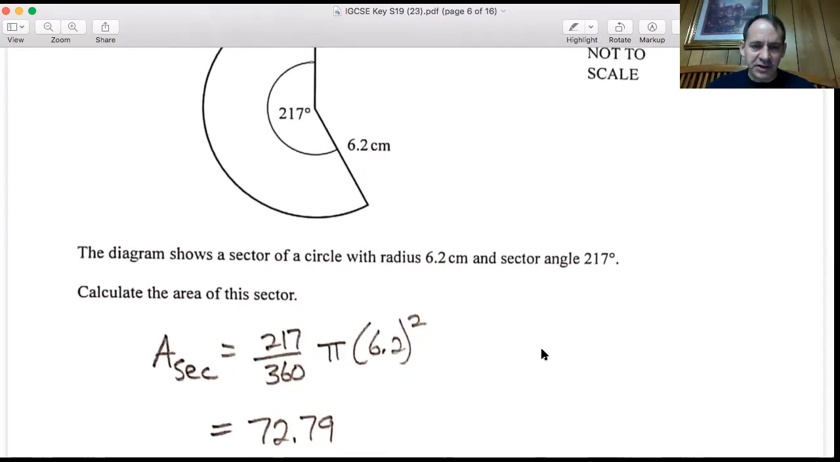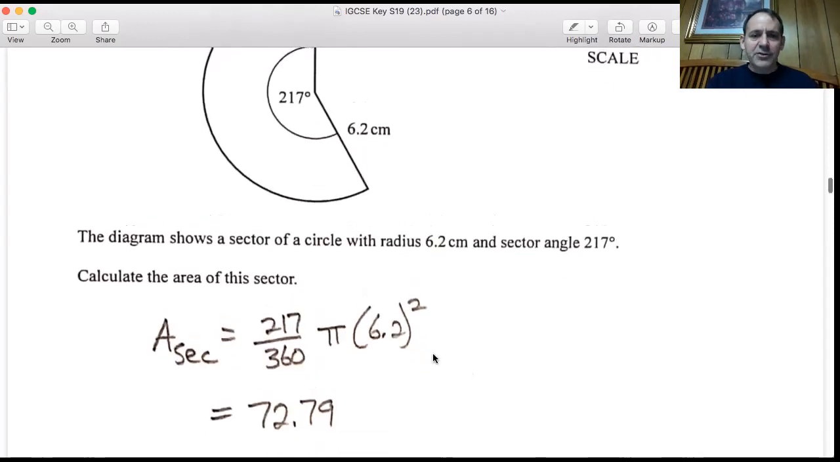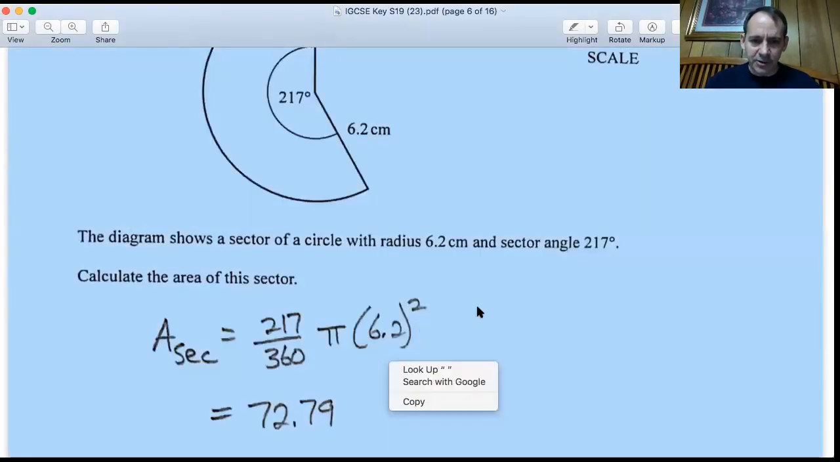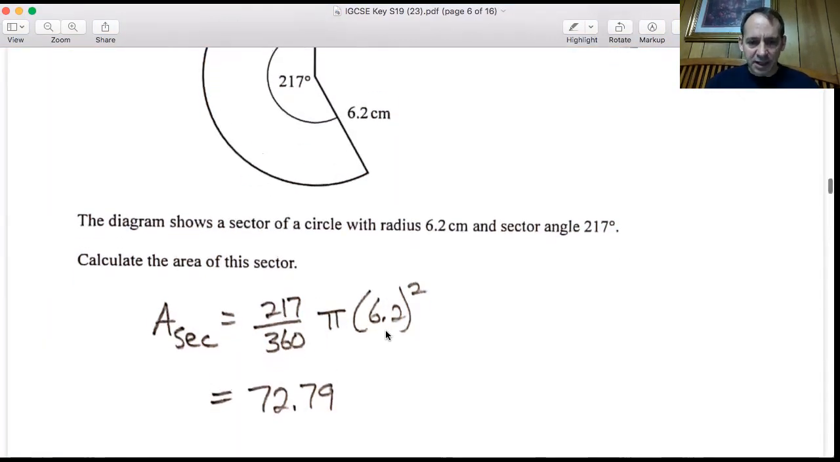So make sure you're using the degree formula for area. So in this case, you do pi r squared, where 6.2 is the radius. That's a complete circle. And since this is a sector, it means you have a fraction of the area of the circle. And you have 217 degrees out of 360 degrees.